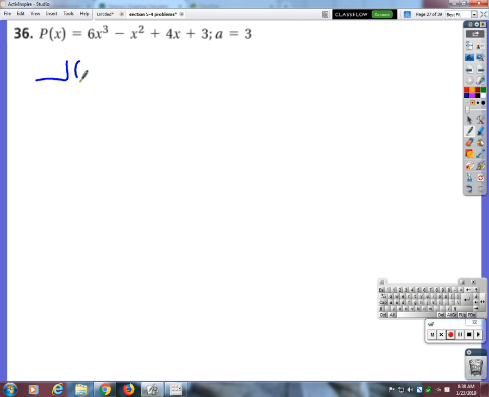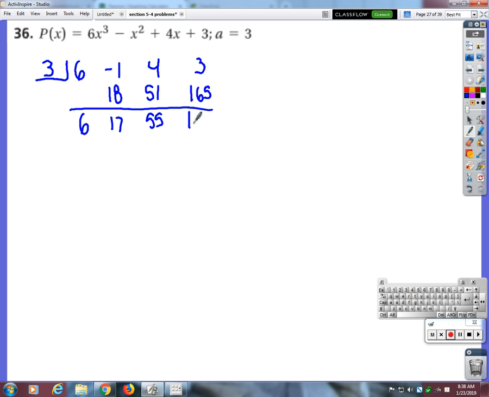Okay. So 6, -1, 4, 3. Okay, so this time it specifically says a equals 3. It doesn't say a plus 3 or a minus 3. So we don't have to switch that around. We just put in a 3. Okay, bring down the 6. 3 times 6 is 18. 18 and -1 is 17. Multiply those together, you get my age. Add those together, you get 55. Multiply those together, you get 165. And add those together, and you get 168.